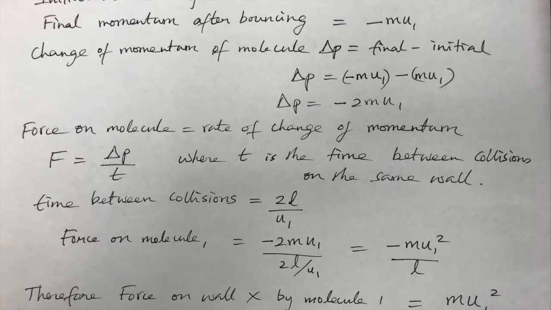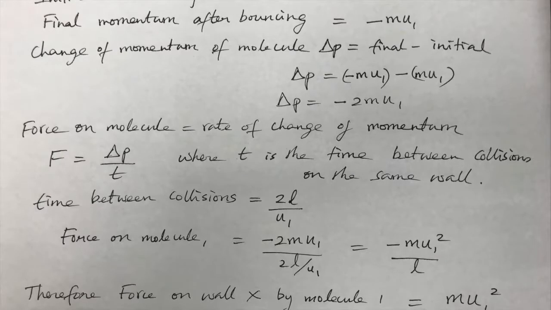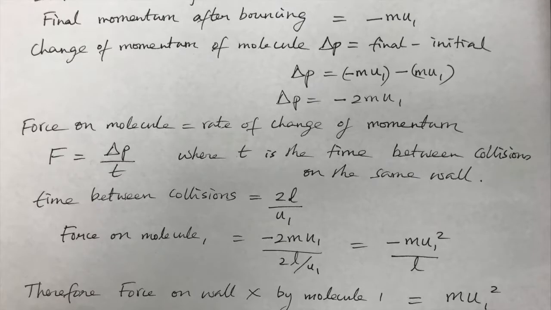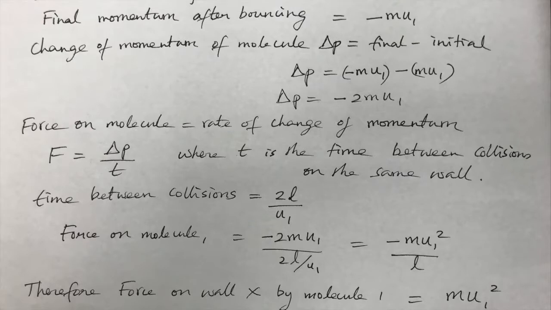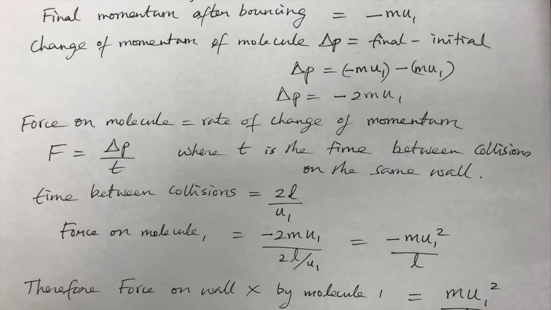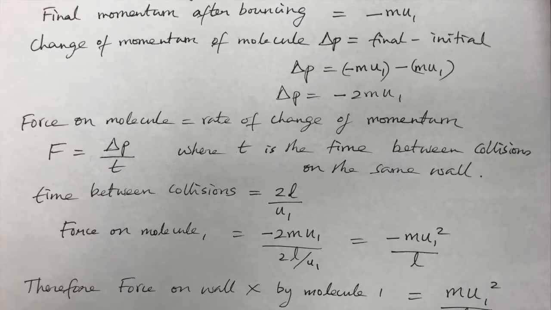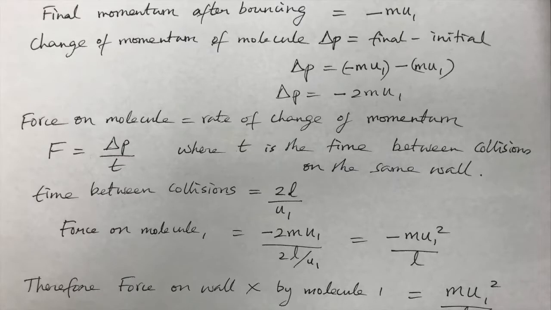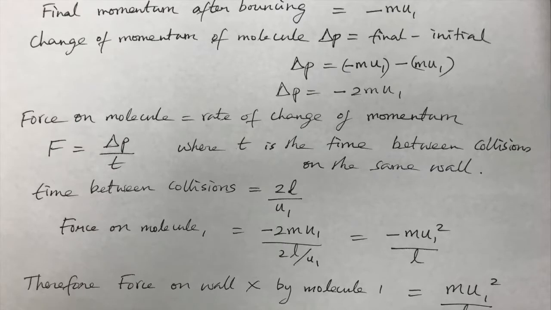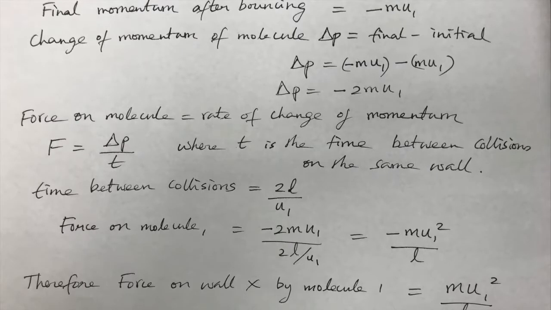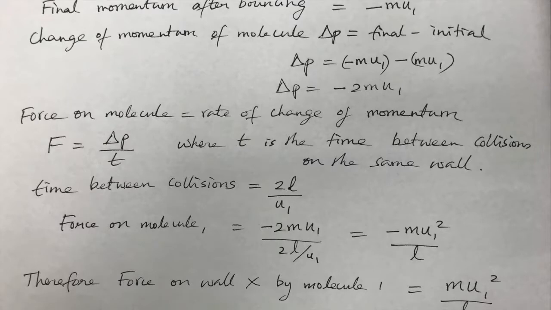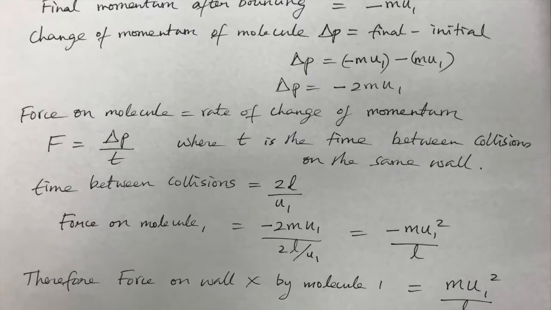What do you mean by time between collisions? Look at this. It bounces on this wall, goes and hits the other wall, comes back again and hits this wall again. How long does it take for that to happen? So what is the time between collisions on the same wall? What's the time taken for the molecule to come back and hit again? 2L over u1. Check it out again.